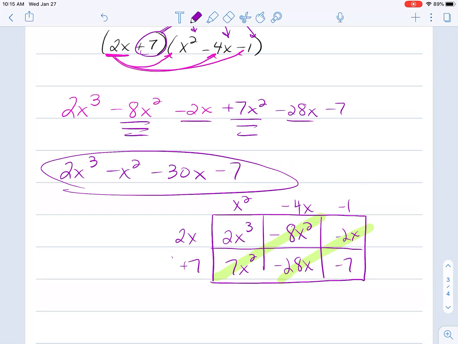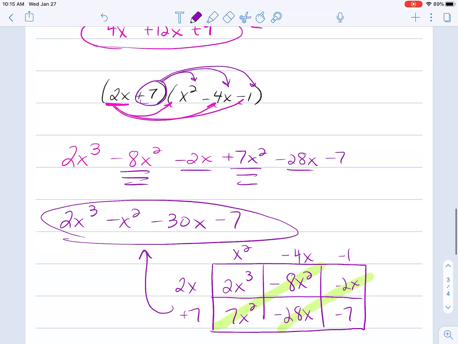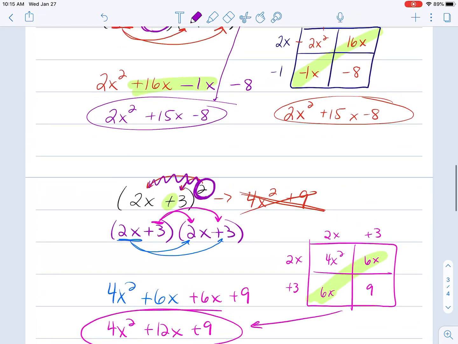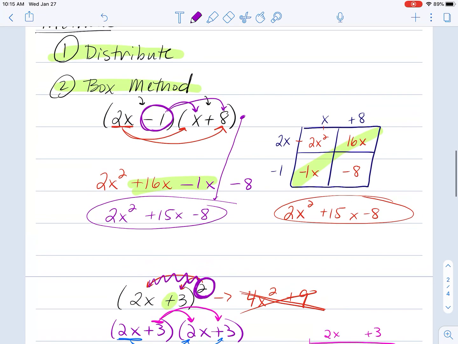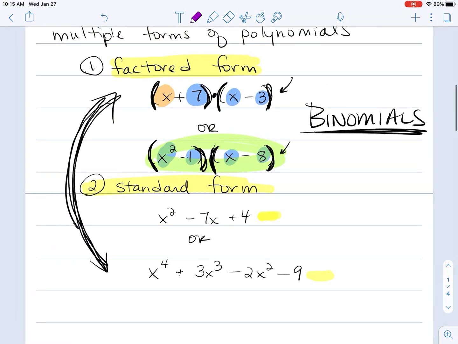And again, once you add those like terms, you're up there. All right? So hopefully this brings back enough recollection of multiplying. And remember, you can pick your method. This idea of these two forms is super important throughout the next few standards. So make sure that you're really clear about the difference between factored form and standard form.